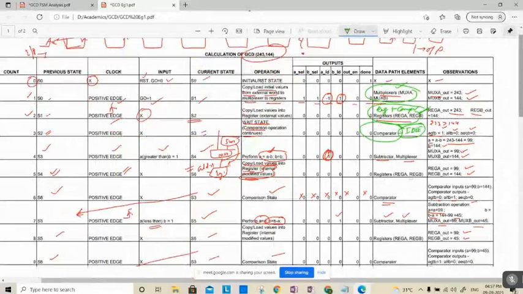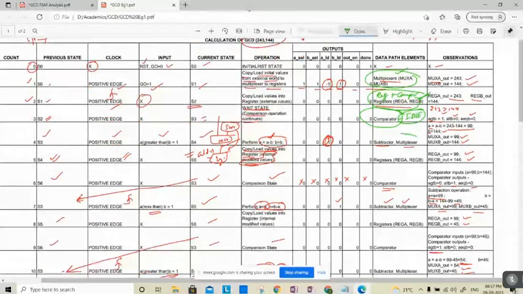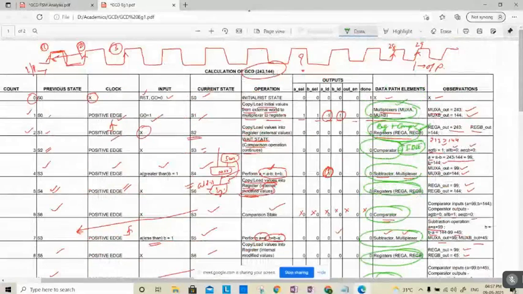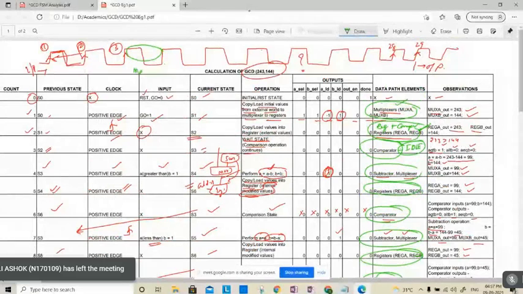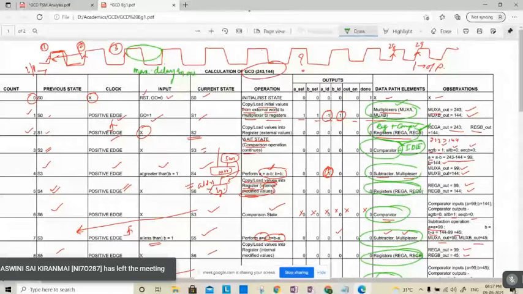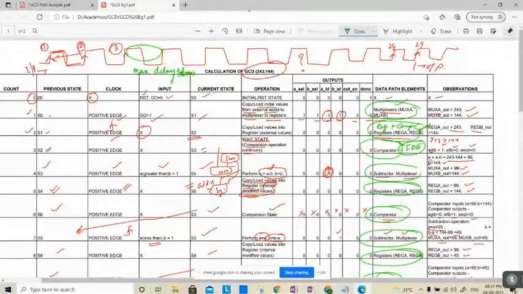So in this particular operation, the subtractor and the multiplexer both operate. Here it is the register, here it is the comparator. Subtractor or multiplexer, registers, comparators. So now this time period depends upon the maximum delay involved during one clock pulse. Based on that maximum delay we fix the time period.